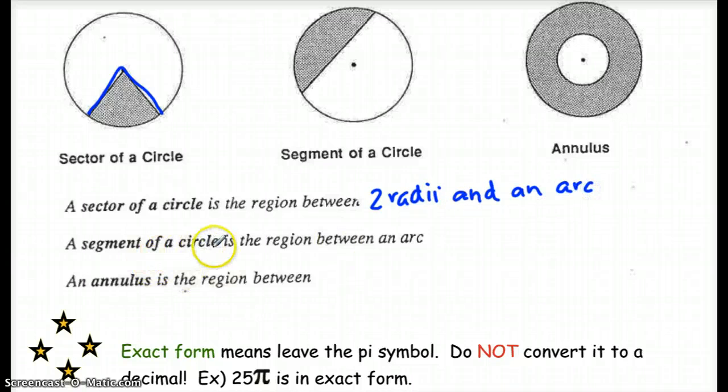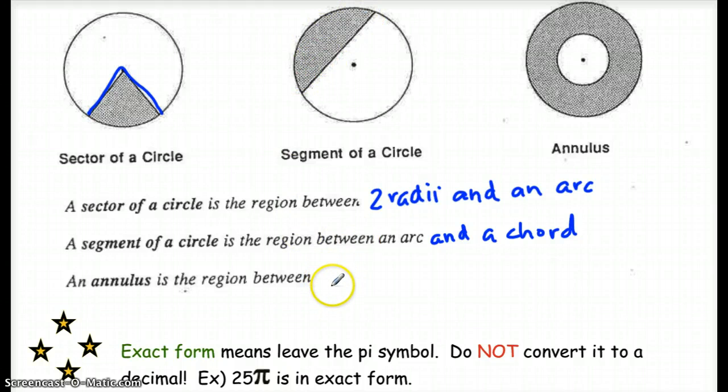A segment of a circle is defined as a region between an arc and a chord. A segment of a circle kind of looks like you made a straight cut just across. You might even consider that to be like the crust of a piece of pizza, perhaps.